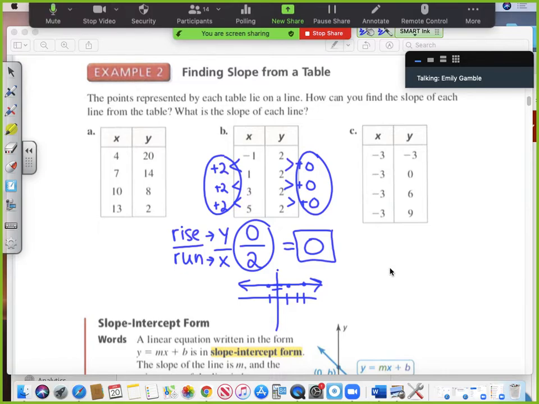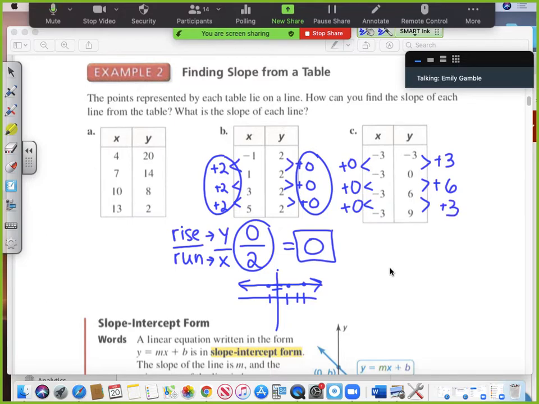Something interesting also happens in the third one. To get from -3 to -3, we add 0. To get from -3 to -3, we add 0. To get from -3 to -3, we add 0. To get from -3 to 0, we add 3. To get from 0 to 6, we add 6. To get from 6 to 9, we add 3.